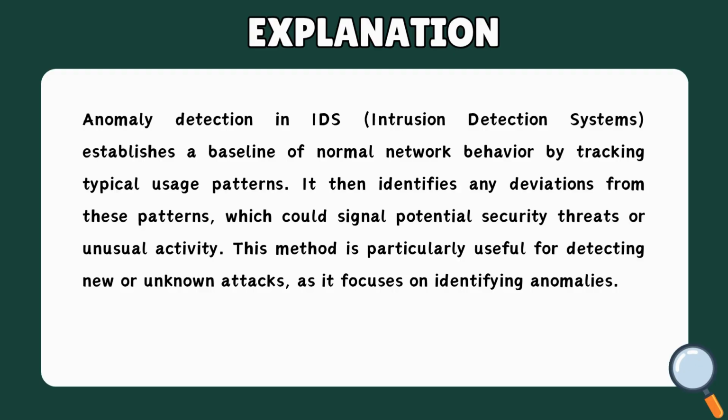Anomaly detection in IDS, intrusion detection systems, establishes a baseline of normal network behavior by tracking typical usage patterns. It then identifies any deviations from these patterns, which could signal potential security threats or unusual activity. This method is particularly useful for detecting new or unknown attacks, as it focuses on identifying anomalies.